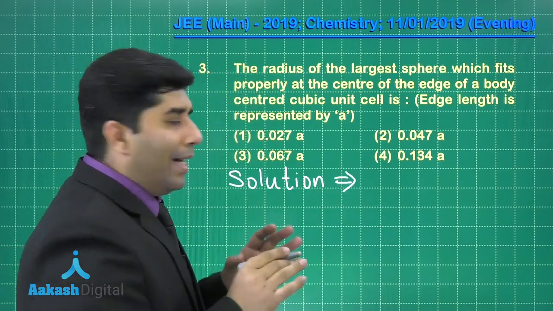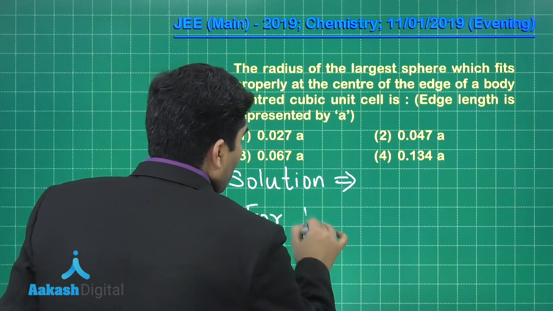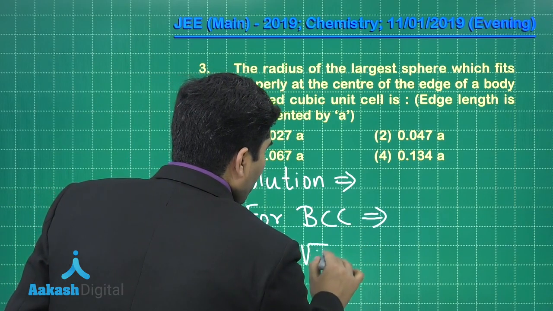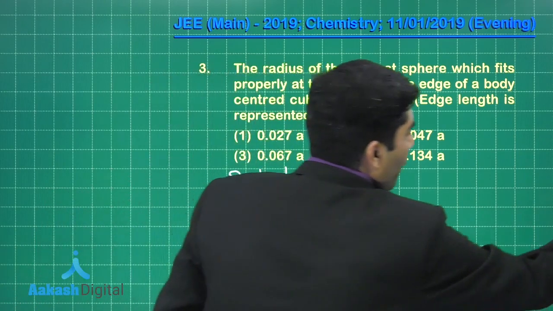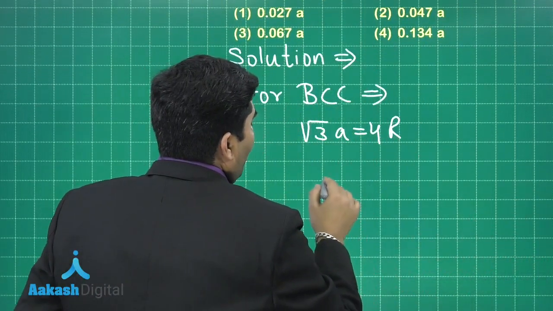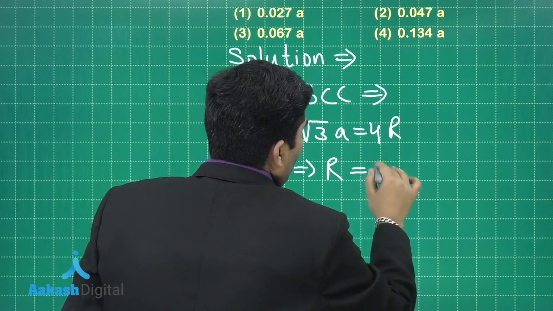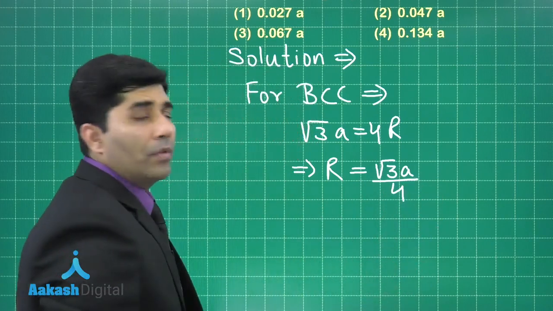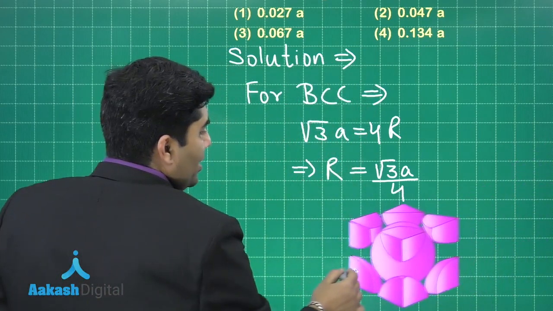Now we know that for BCC, root 3 A is equal to 4R, right? So we can find the value of R from here. The value of R is equal to root 3 A by 4, right? So this is the value of R, and this is the BCC.